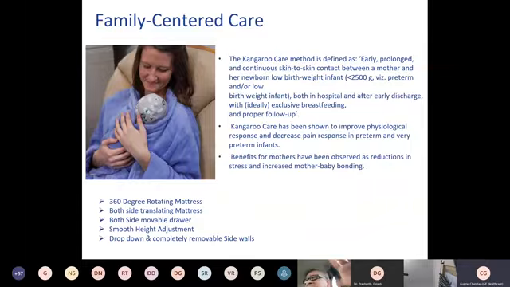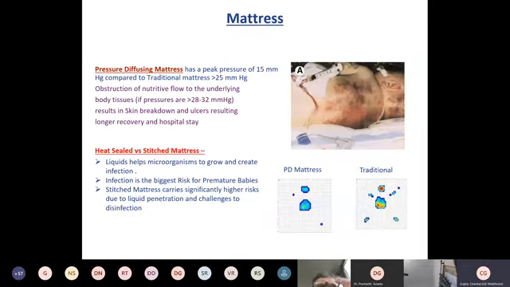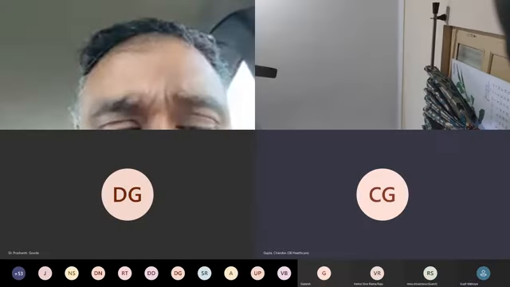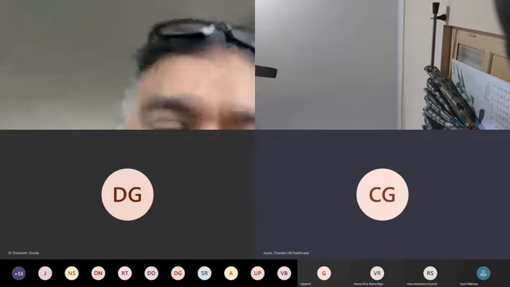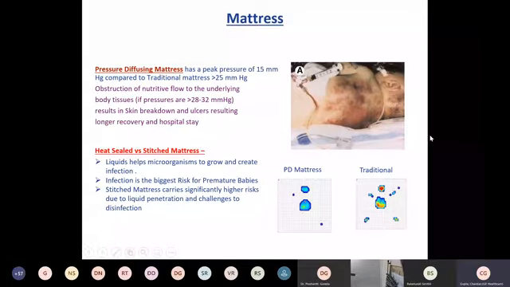For a good quality mattress, it needs to have the pressure diffusing mattress. So as a result, there should not be any pressure sores, and a reason for infection is the long duration of stay, and their skins are not well developed. So what is the average pressure that the baby gets through this mattress? That's very important. So we need to see whether we are having a pressure diffusing mattress.